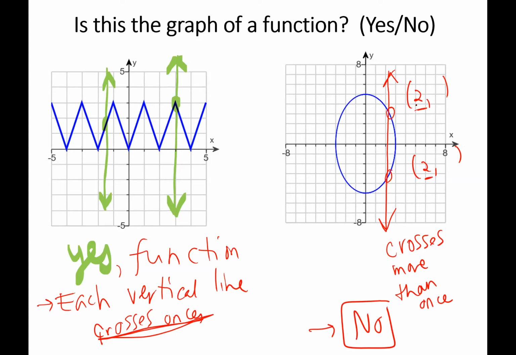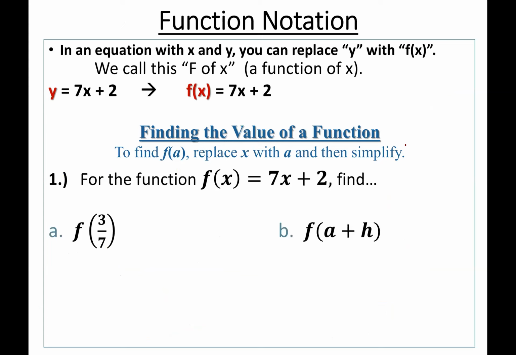So if I plug in 2 to this formula, it would give me 2 different answers. That's not okay. That's not a function. But again, the quick, easy thing we can do is just draw that vertical line and count how many times it crosses. If it crosses only once, yes, you have a function. In this case, it crosses twice, so no, not a function. Okay, we're going to move on now to something called function notation.